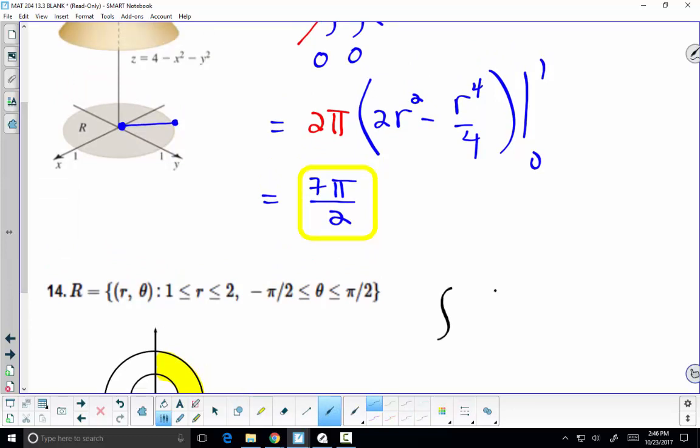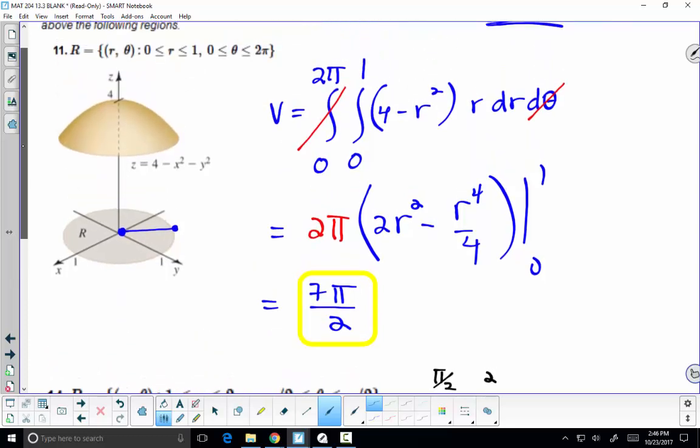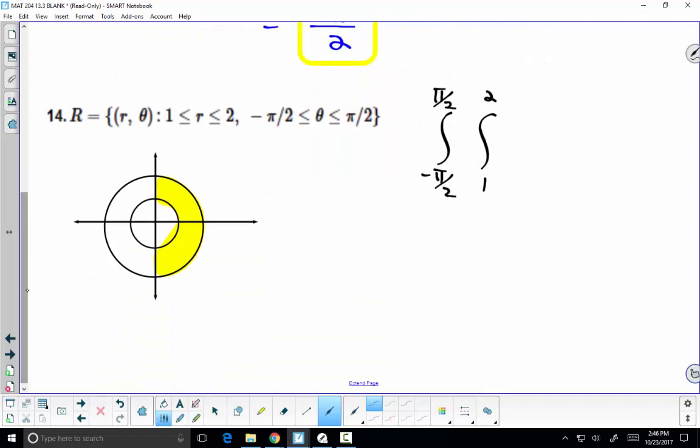So we're going to have a double integral. The outside was theta. Theta went from minus pi over 2 to pi over 2. And r, we said, is going from 1 to 2. And then what was our simplified integrand? So 4r minus r cubed. That's dr d theta.